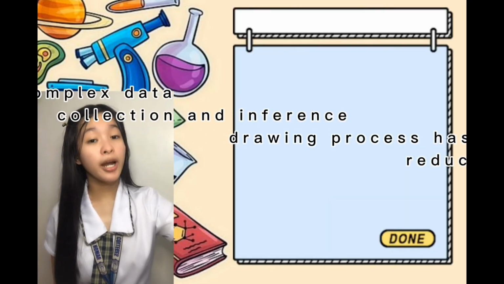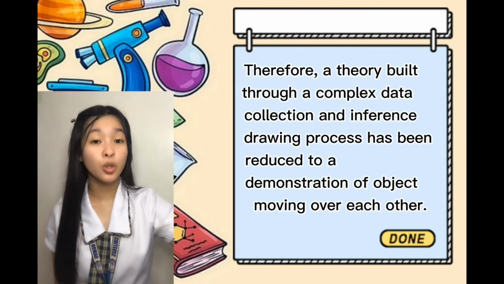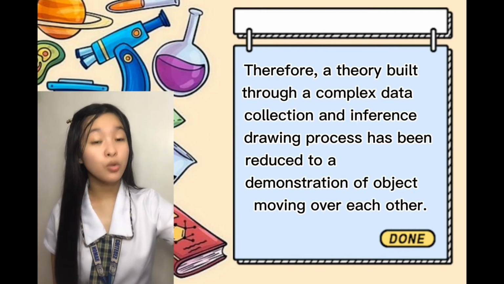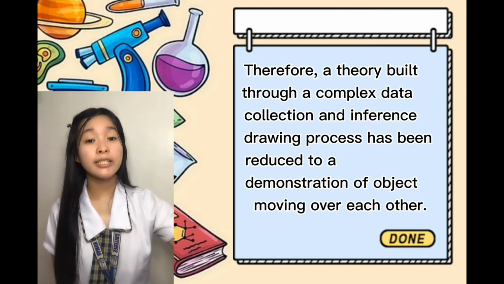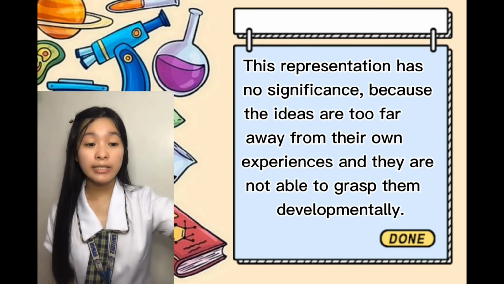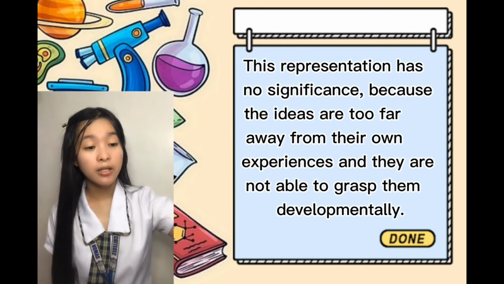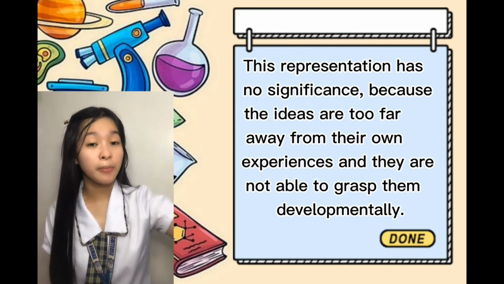So for the children to be able to understand more about plate tectonics, a theory that has been built through a complex data collection and inference drawing process has been reduced to a demonstration of objects moving over each other. As we all know, children have just limited knowledge about this kind of topic. And for them, this representation has no significance because the ideas are too far away from their own experiences and they are not able to grasp them developmentally.